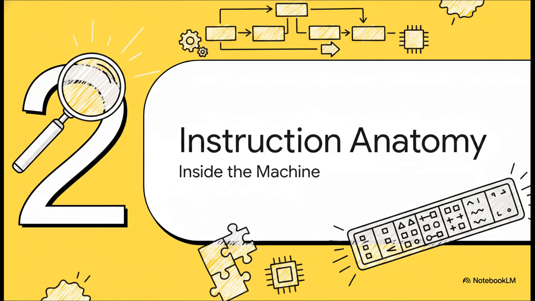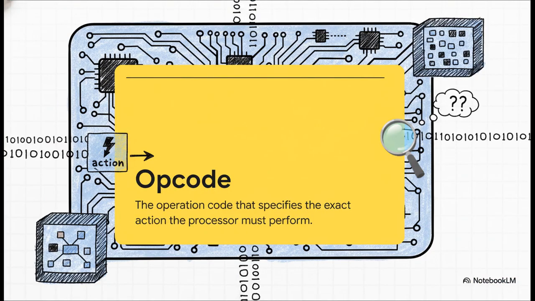Let's put one of these microscopic commands under the microscope. Deep within the computer, every single instruction is represented by a sequence of bits, and these bits are divided up into fields. Now, the absolute most crucial field is the opcode. Think of the opcode as the verb of the machine language. It dictates the specific action taking place, like add or load.